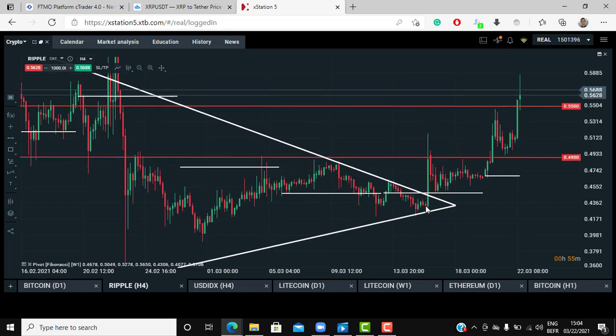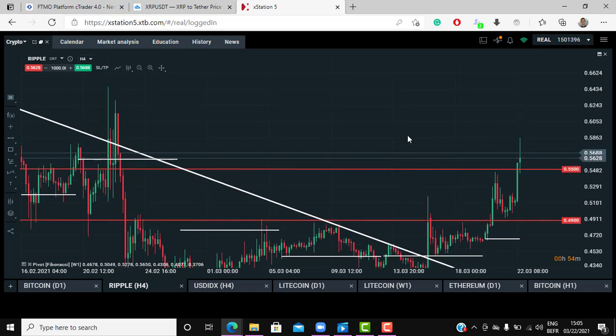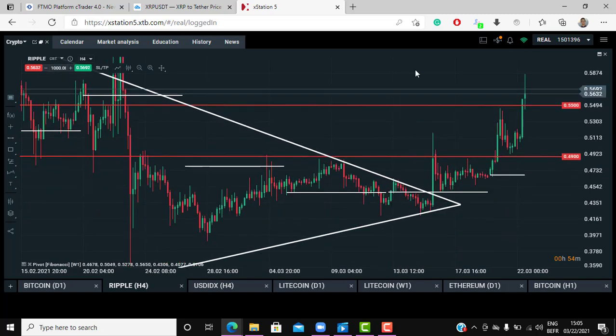It sure does go straight up, as you can see here, but the corrections are as aggressive as the movement upward. So this is something to keep in mind. Now, when it comes to detecting the next level of resistance, we usually use Fibonacci expansions.